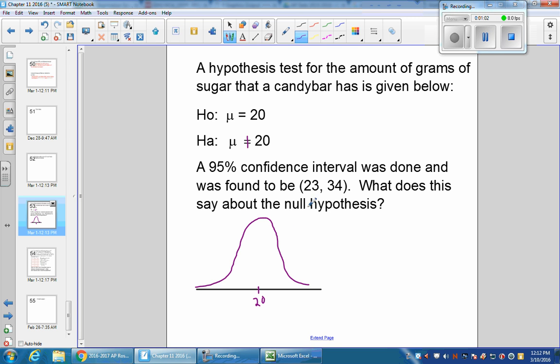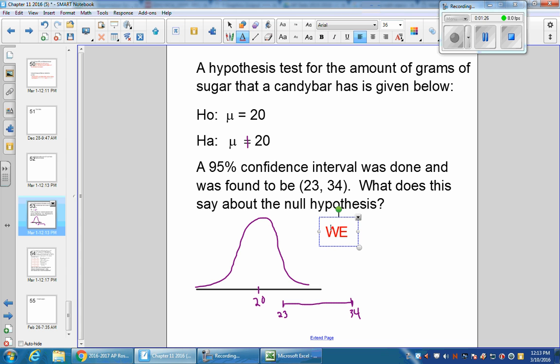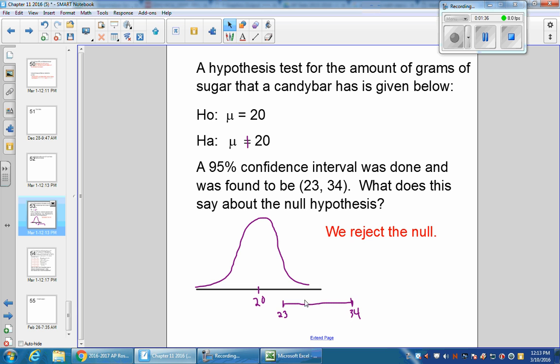Now, if we do a confidence interval, and I find out that the true mean is between 23 and 34, we think that the true mean is somewhere out here. Is it possible for the mean to actually be 20? Your answer should be no. And so here, we reject the null hypothesis. We have evidence that the mean is different than 20 because it's out here.